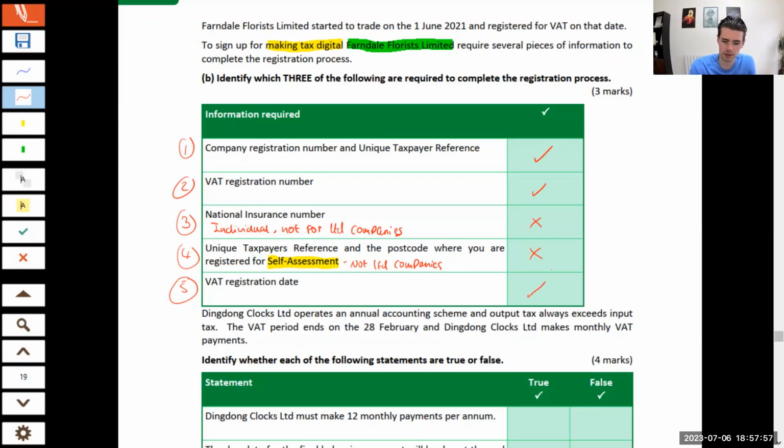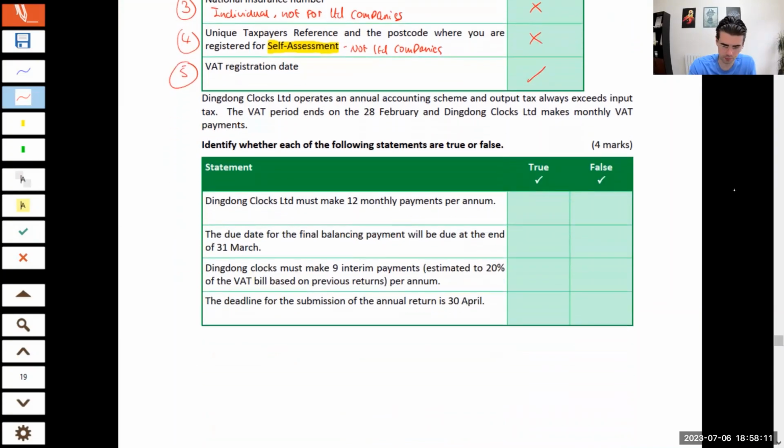And it's an interesting one, this, because by the time this syllabus ends, Making Tax Digital won't be something companies have to register for. It should all be done at this point. It's been banging on for quite a while now. So this will just pop up for a couple of years and then disappear into the sunset.